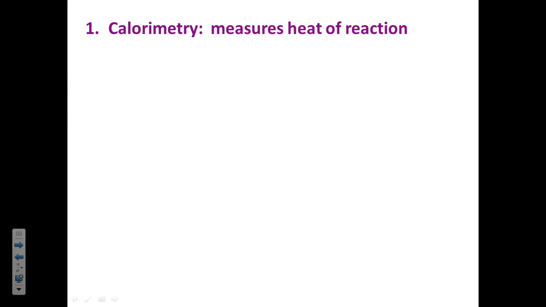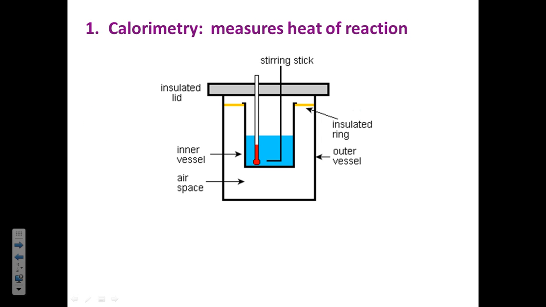Okay, so let's talk about calorimetry first. So calorimetry is used to measure the heat of a reaction. Here's the experimental setup that you use for calorimetry. So the idea with calorimetry is you have some sort of insulated vessel. That's why this is airspace, because you're not going to lose any heat through air. So you have an insulated container with an insulated lid, and then you have a reaction vessel that's inside of that. And the reaction vessel is where your reaction is going to take place.